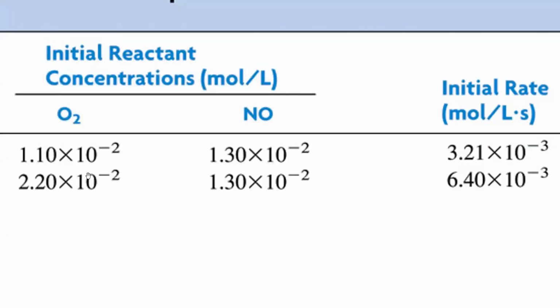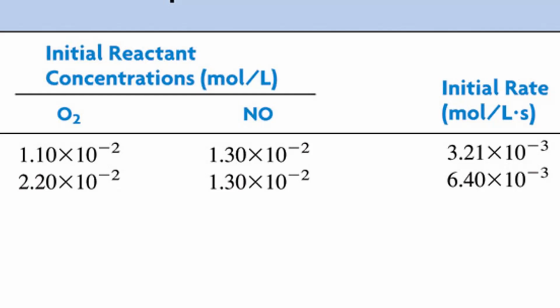Here we see that oxygen's concentration is doubling, and we ask ourselves, what's going on with the rate of the reaction? We can plug in the whole numbers here, 3.21 times 10 to the minus 3 and 6.40 times 10 to the minus 3, into our calculators, and we would see that that's roughly doubling. Now, if the exponents are the same for both numbers, like the 10 to the minus 3 on both of these, we can also just plug in the 6.40 and the 3.21. I like to take the larger number and divide by the smaller number there.